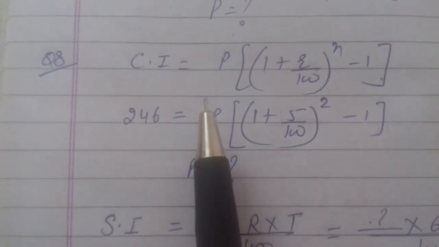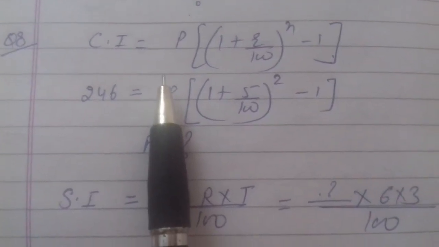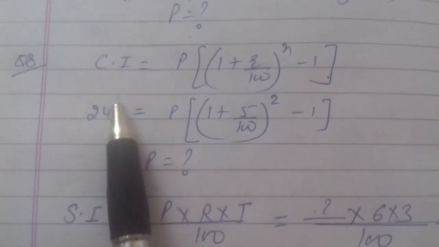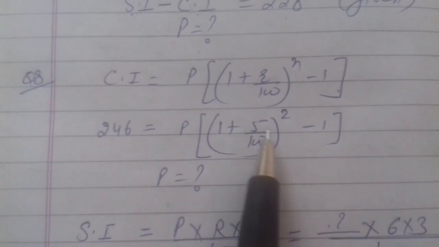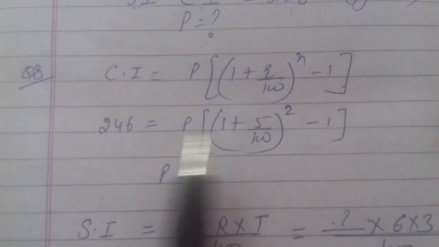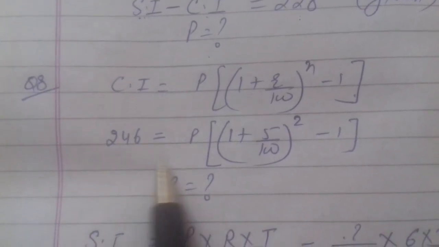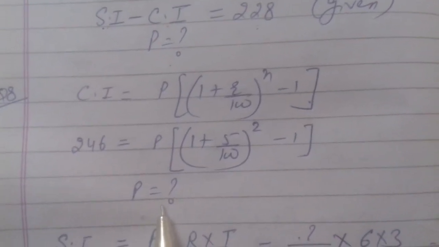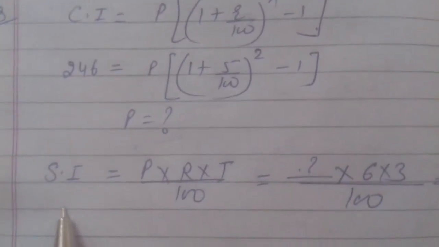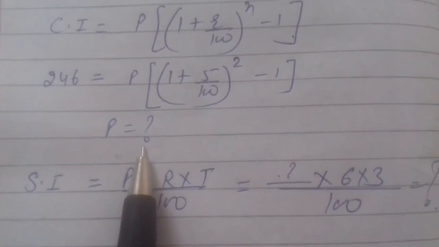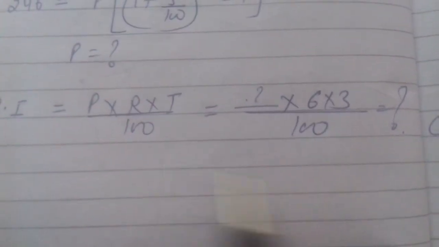Question number 8. The compound interest on a certain sum of money at 5% per annum for 2 years. Compound interest formula will apply. It is given certain sum of money, principal is missing. Rate is 5%, time is this, and compound interest is given 246. What can you find out from here? Principal. And then on this value only you are asked to find simple interest. So you will find P from here, then put the value over here. Rate is given, time is given, upon 100.